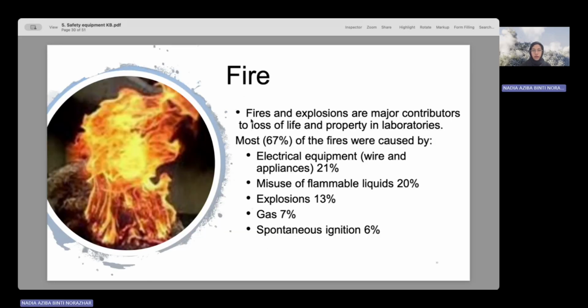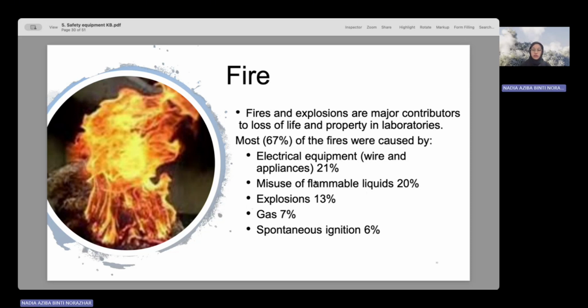And then we'll be discussing fire. Fire and explosions are major contributors to loss of life and property in labs. Most accurately, 67% of the fires were caused by electrical equipment, which is the wires and appliances. This makes up 21% of the injuries of the accidents. And misuse of flammable liquids makes up 20%, explosion 13%, gas 7%, and spontaneous ignition 6%. So the majority of the causes are electrical equipment.